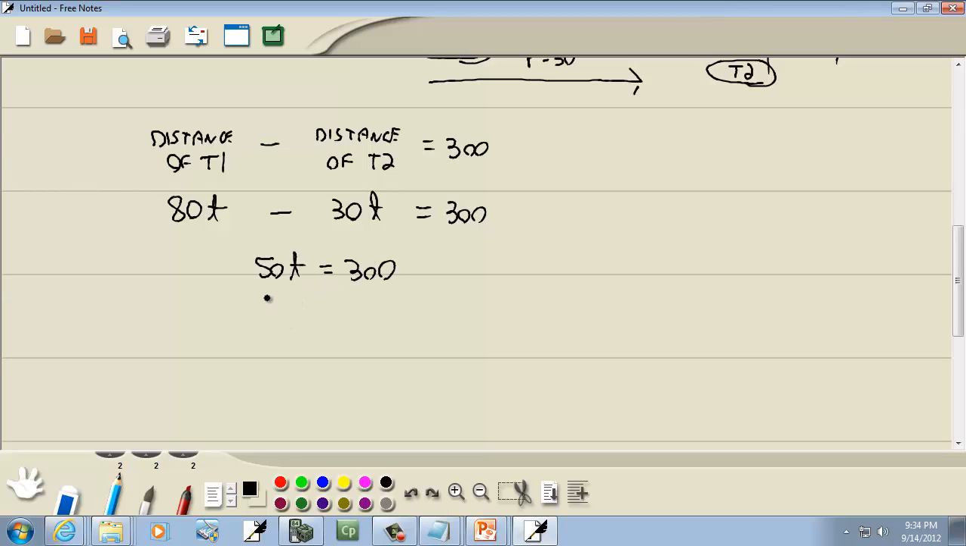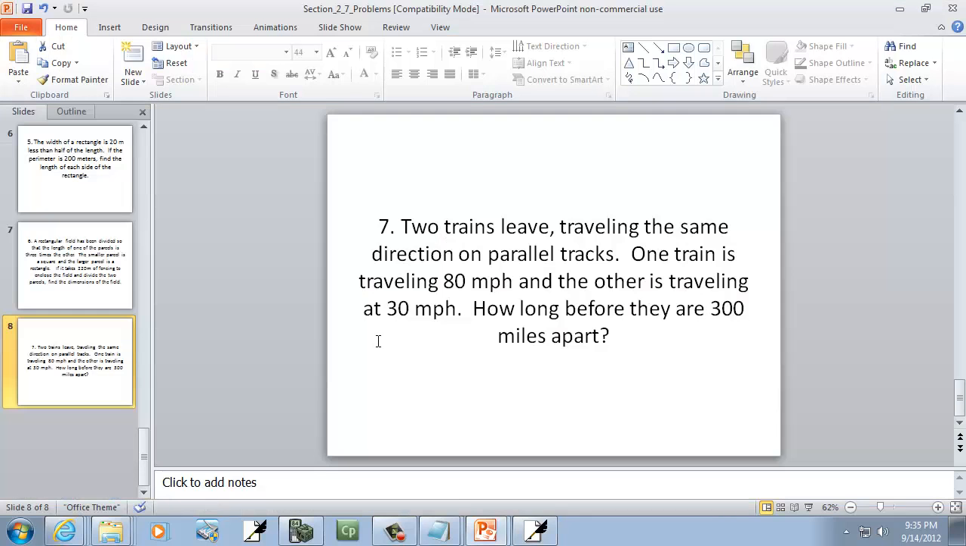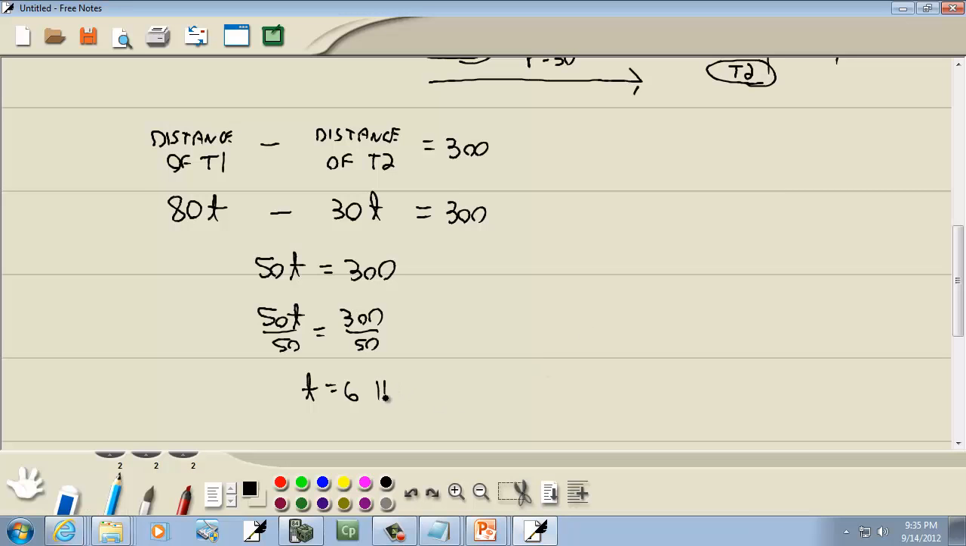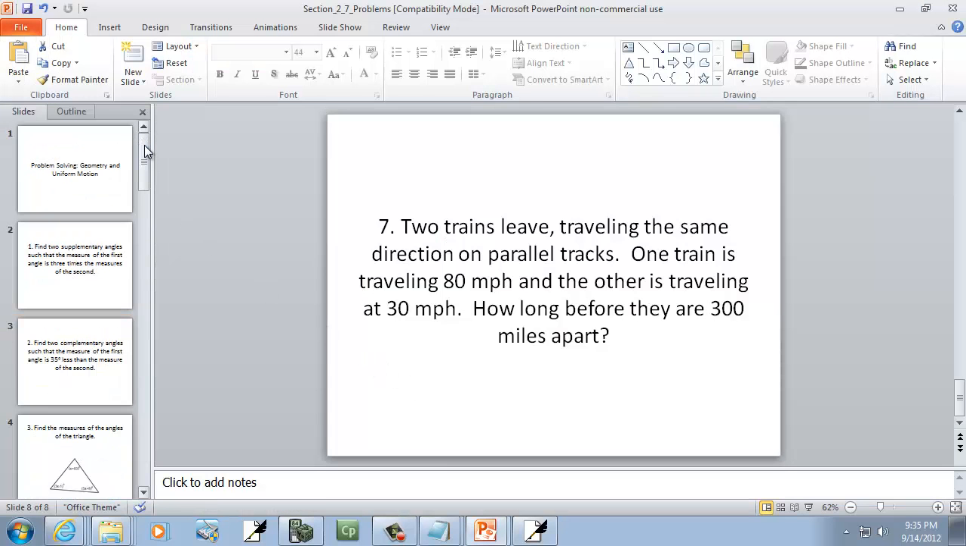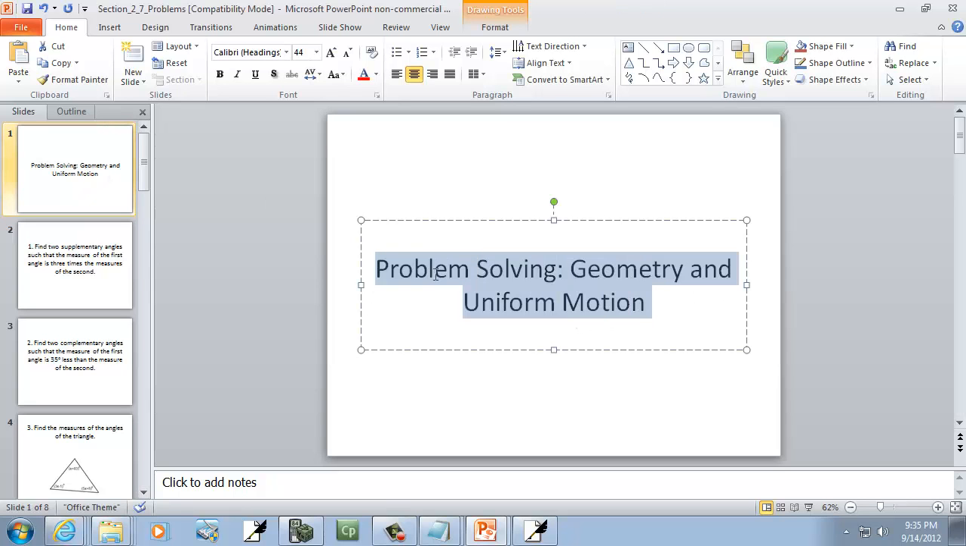Equals 300. And we're solving for t, so we'll divide both sides by 50. And we get t is equal to 6. So the answer would be 6 hours if it's asking for time. How long before they're 300 miles apart? So our answer is 6 hours. And that's actually the last problem in that section. So let me save this video.